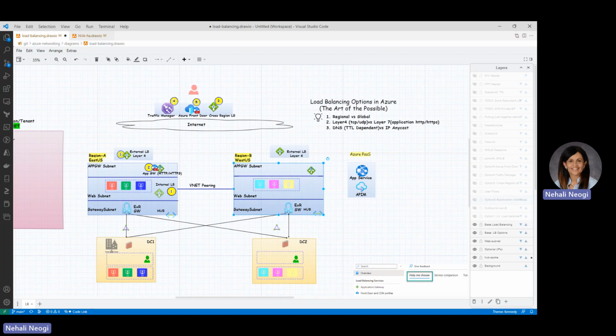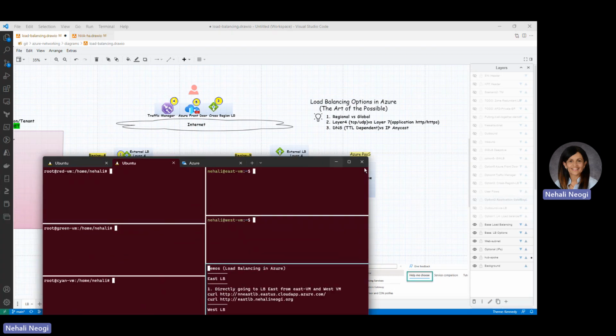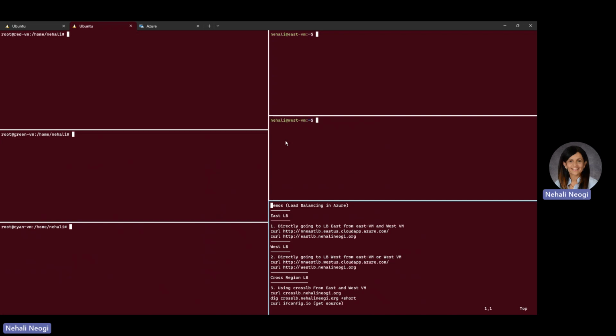I'm going to bring my other screen here. And since you haven't seen this screen before, I'm going to familiarize you with what you're seeing. So here I have the red VM, which is running Apache behind the scenes. And I have a green VM and I have a cyan VM, right? And then here, imagine that this is a user on the East Coast, East VM, and an end user on the West Coast, West VM. And this is my demo script that I will be running, right? So let's get started.